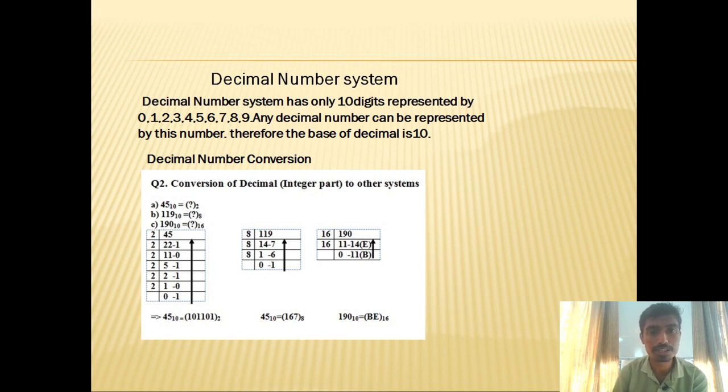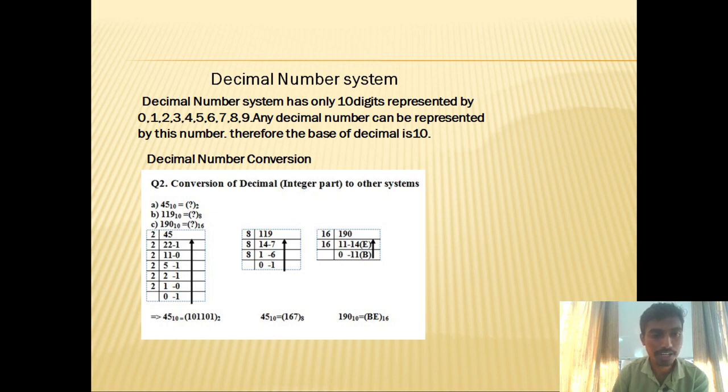So next we will look at the decimal number system. The decimal number system has only 10 digits represented by 0, 1, 2, 3, 4, 5, 6, 7, 8, 9. The base of the decimal number system is 10 represented by these numbers. Therefore, the base of the decimal number system will be 10. Here are some examples of decimal conversion.